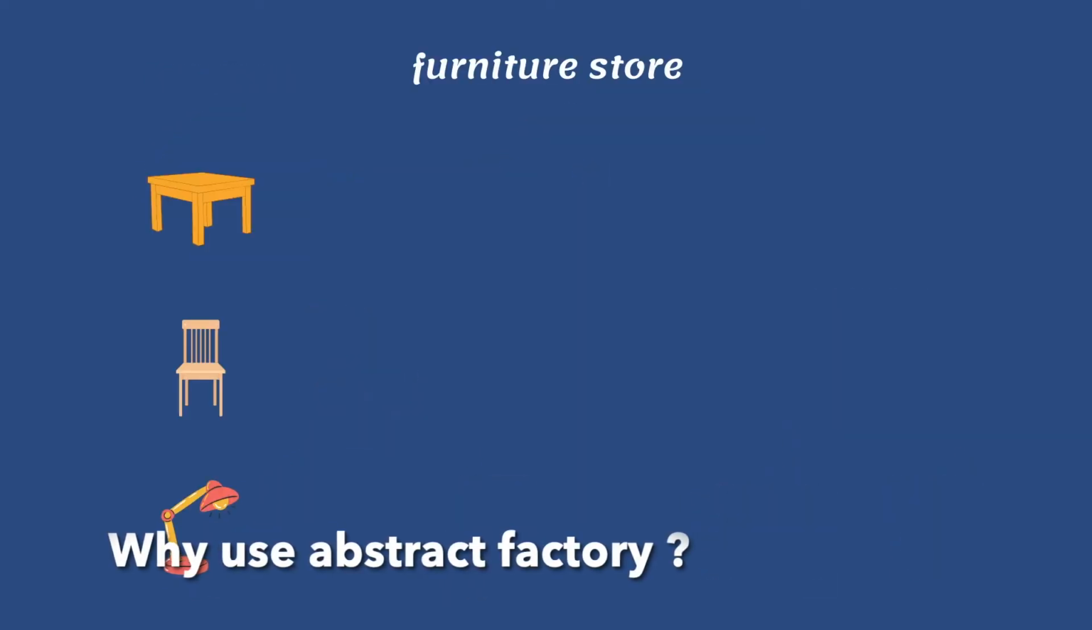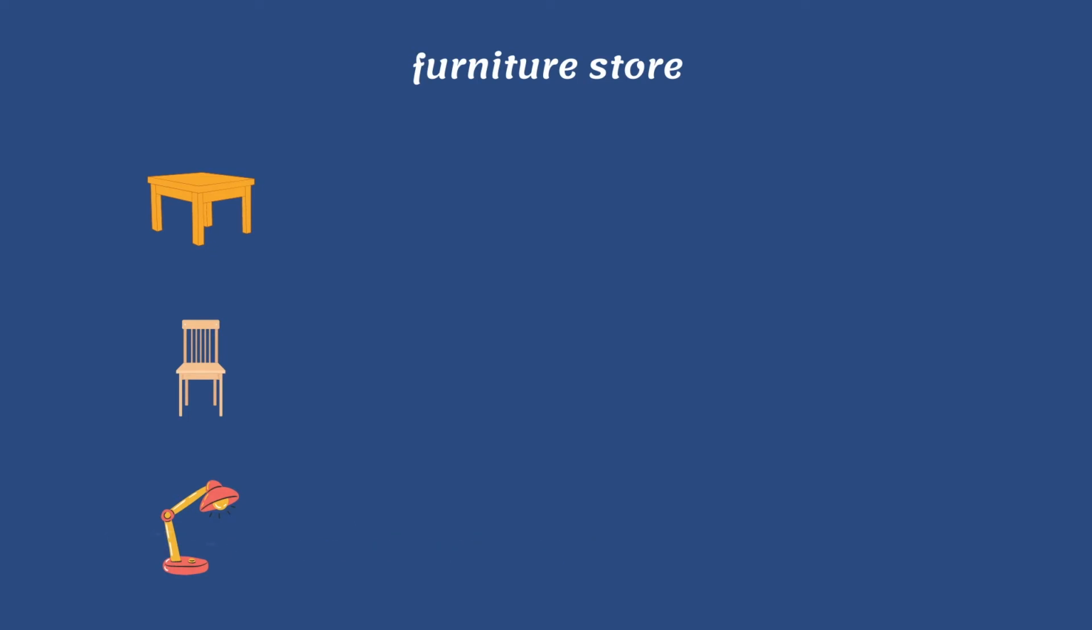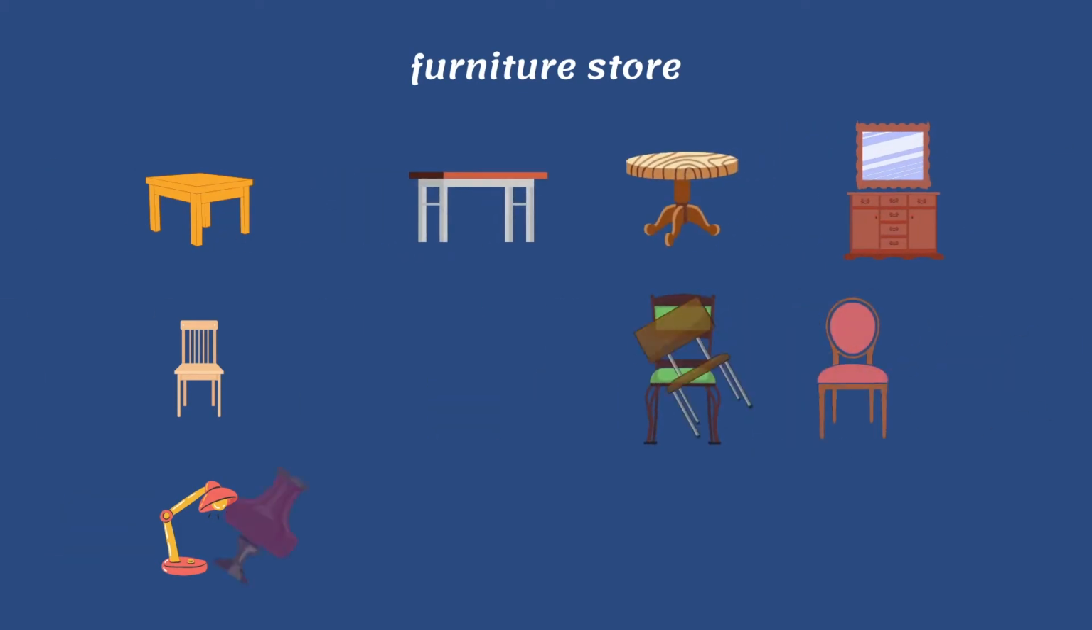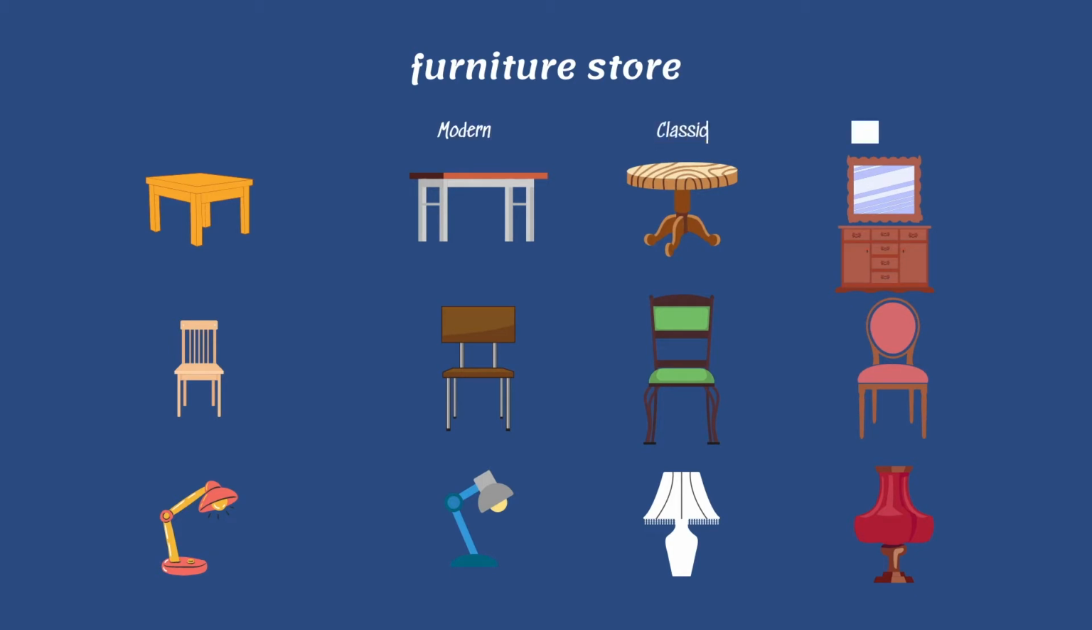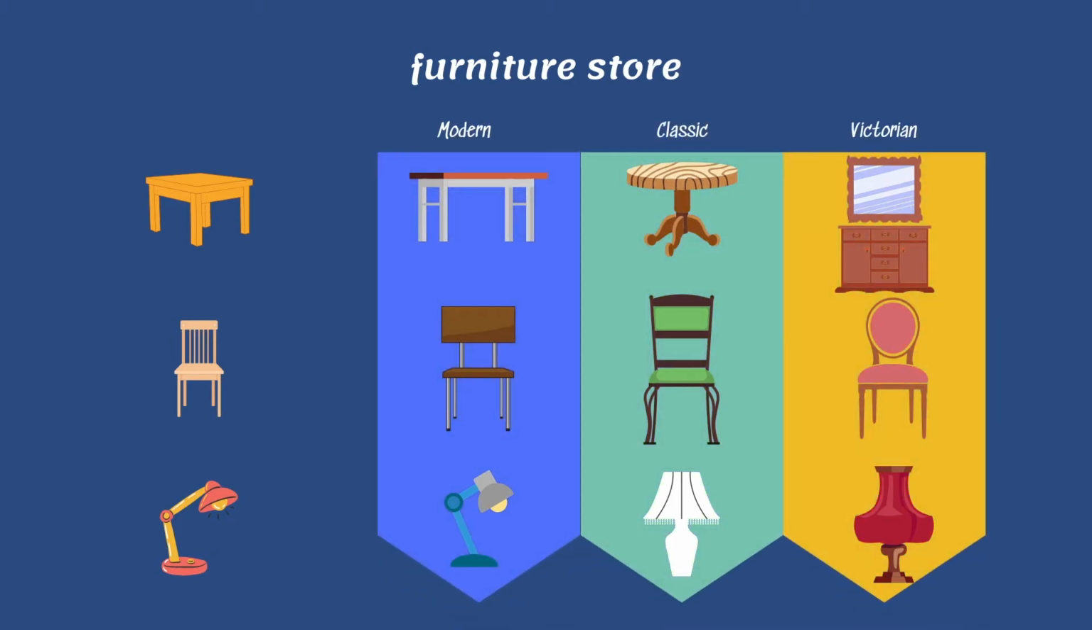Imagine you are going to build a furniture store. Your code includes the following classes: a group of related products such as tables, chairs, and table lamps. The above products have slight variations. For example, tables, chairs, and table lamps will come in the following variations: modern, classic, Victorian.